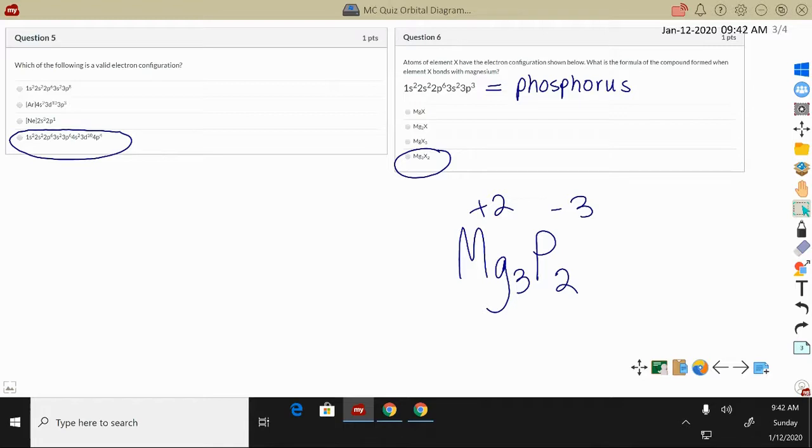Question 6 was fine. You could answer this a couple different ways. You could kind of figure out the charge, that if it's an element that ends 3p3, it's going to gain 3 electrons to fill its energy level, to fill the outer orbitals. Or you could just identify the element as phosphorus. And from there, I'm really just writing the formula of magnesium phosphide.